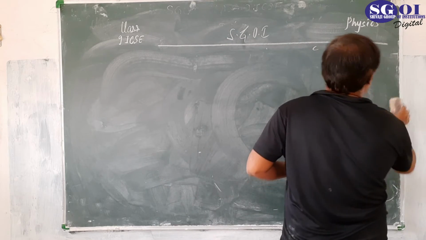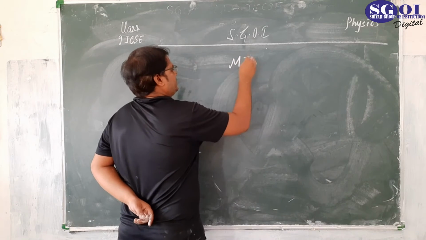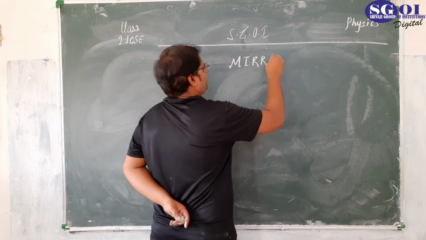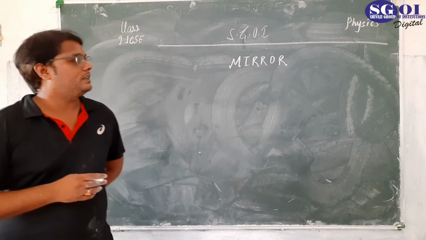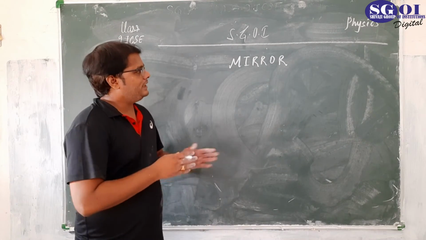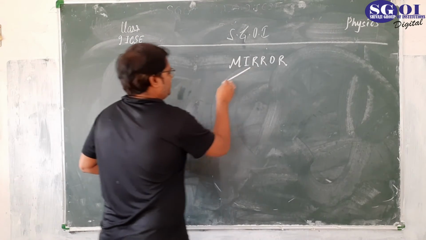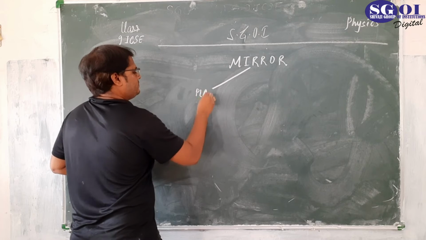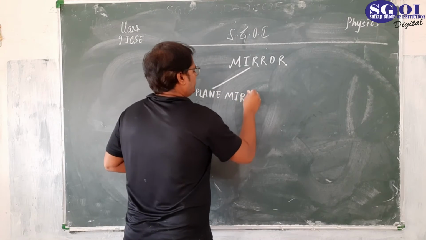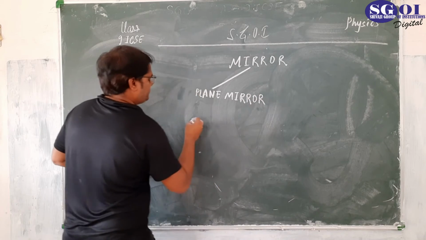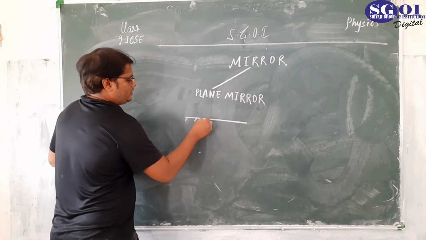Let's revise the construction of mirrors once again. Our topic is mirrors. Actually, there are parabolic and elliptical mirrors, but those are not a part of your syllabus yet. You have to just confine yourself to spherical and plane mirrors. Mirrors are of two types. First is plane mirror, where the surface is flat and you polish one of its sides.